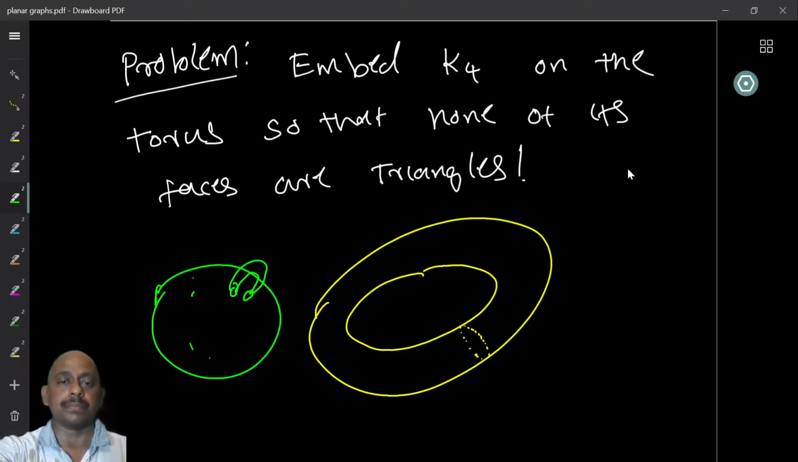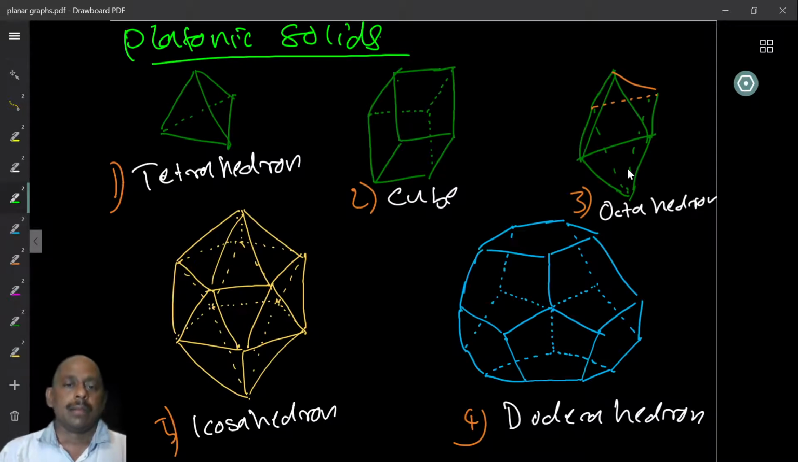Now, if you studied school geometry, you might have come across these objects, right? These are the Platonic solids. There are 5 regular polyhedra which are called Platonic solids, and these are the tetrahedron, right? That is the first one.